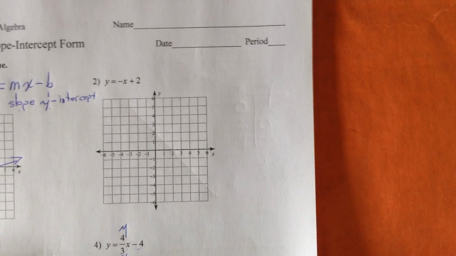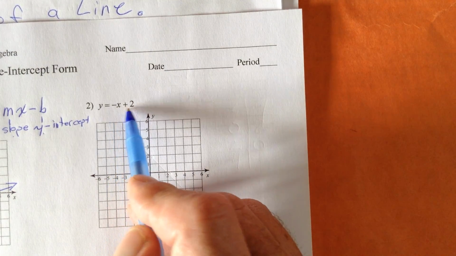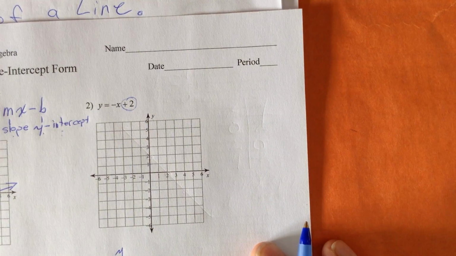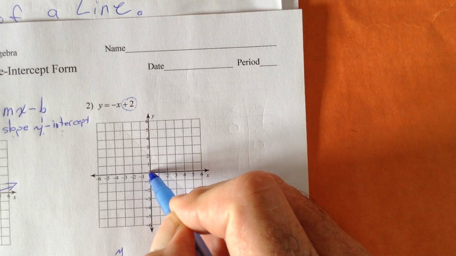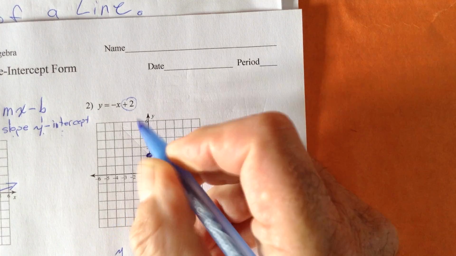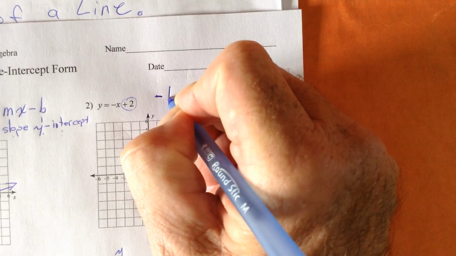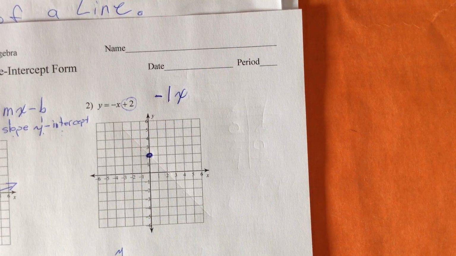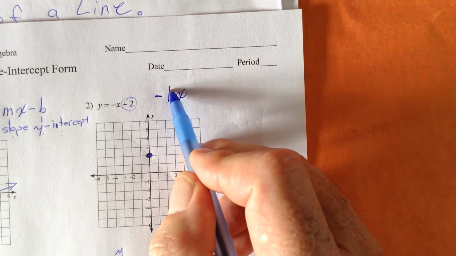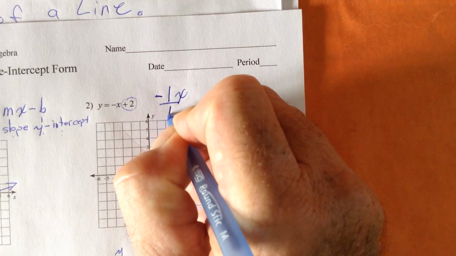Okay, well what about this one? If I have y equals negative x plus 2, well that plus 2 is going to be the y-intercept. So that means the y is going to cross at 1, 2, at positive 2 here. But negative x, remember, is really negative 1x. Well, how can that be a slope with just one number? Well, remember, 1 can be written as a fraction as 1 over 1.